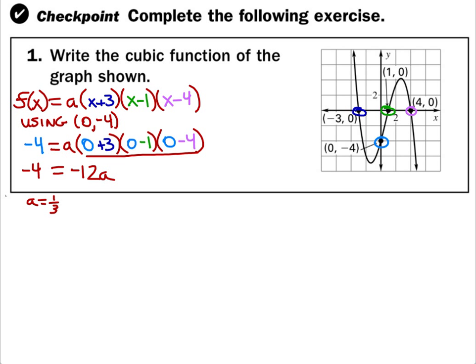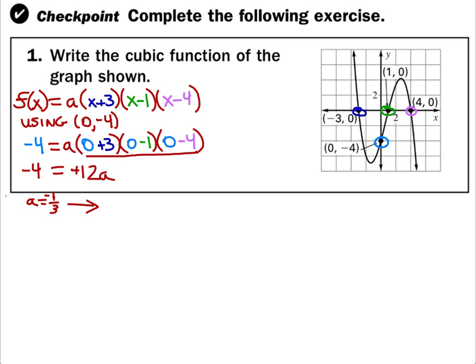I realize, of course, that I was incorrect. It's not -12a. My apologies. It's +12a. So that means a equals -1/3, because 3 times -1 times -4 is +12. Excuse me.